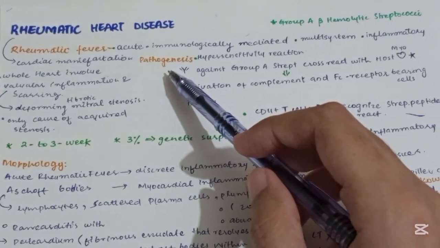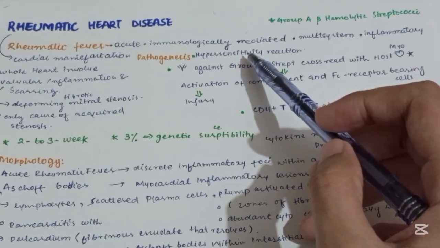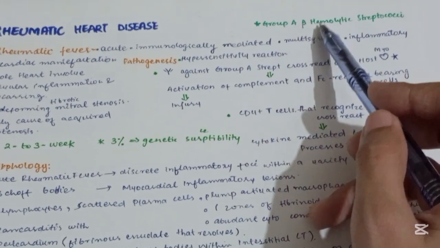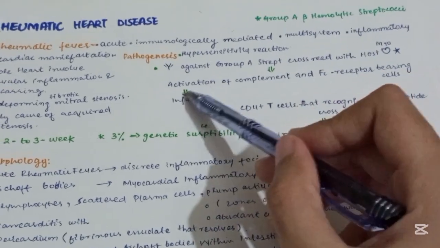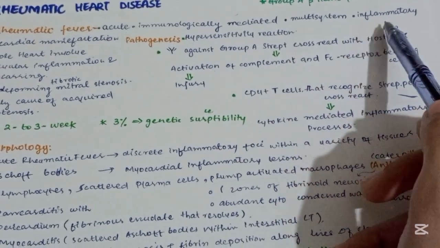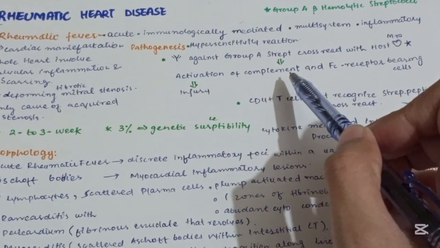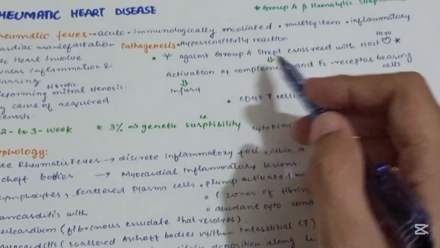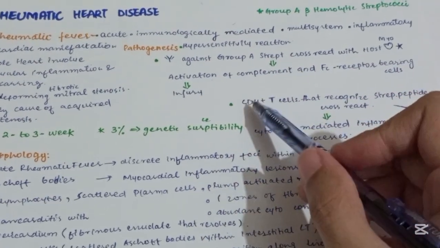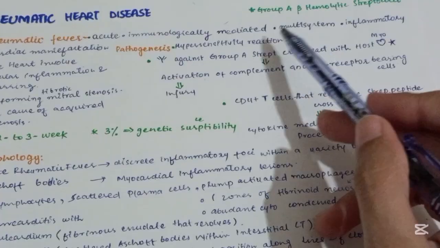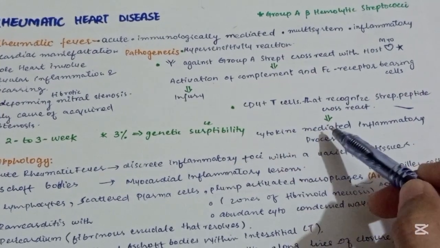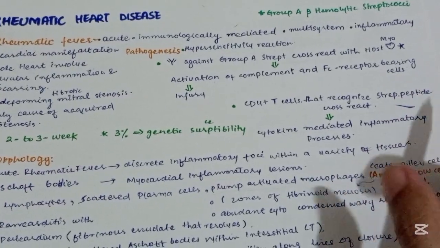So now let's move toward the pathogenesis. It's actually a hypersensitivity reaction. Antibodies that are formed against group A beta hemolytic streptococci cross react with host myocardium antigens. As a result, there will be activation of complement and Fc receptor bearing cells, and both of these cause injury. There is also activation of CD4 T cells that recognize these strep peptides, and cross reactivity occurs, and cytokine mediated inflammatory processes occur, and they cause injury.